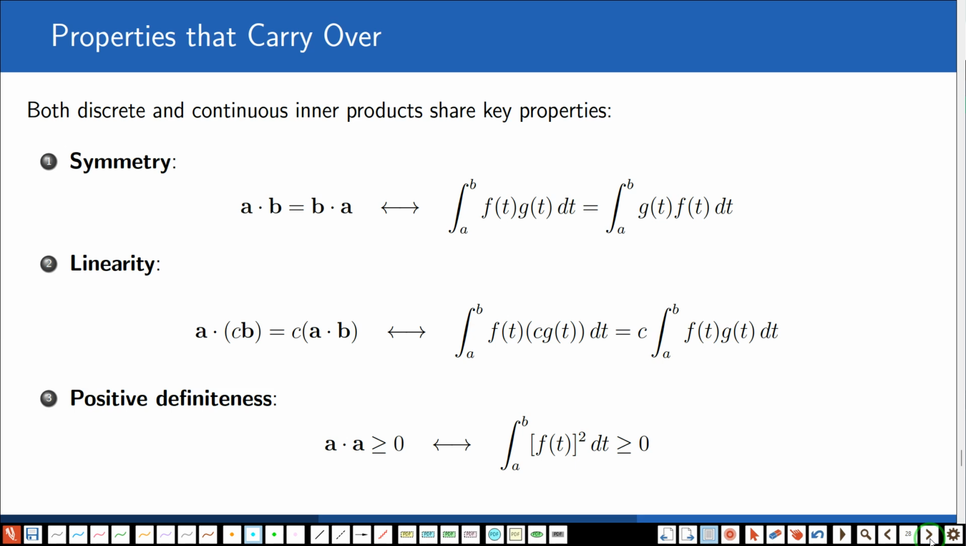Actually, it has the same set of properties. For example, symmetry. The dot product of a and b, a times b, equals b times a, and it's the same for two functions. It is a linear operator, so if you have a constant c here, it goes out of the product. It's the same for functions. Also, it is positive definite. The dot product of a with itself is always a non-negative value, and the inner product of any function with itself is always a non-negative value as well.